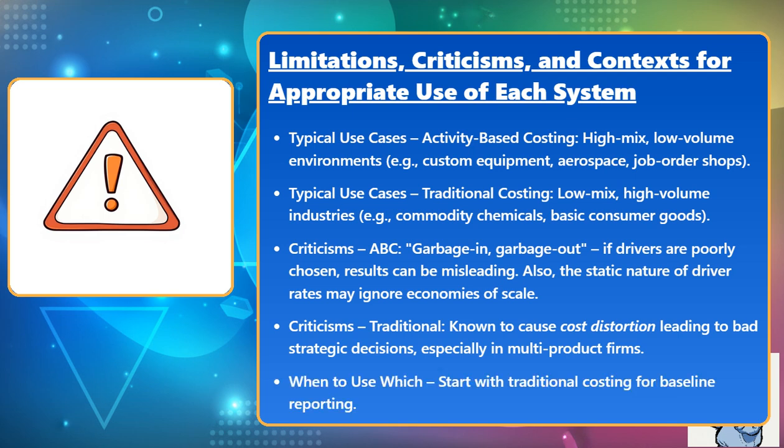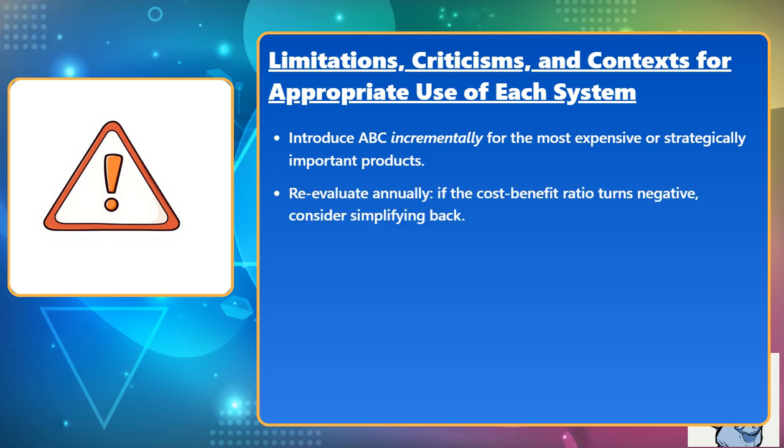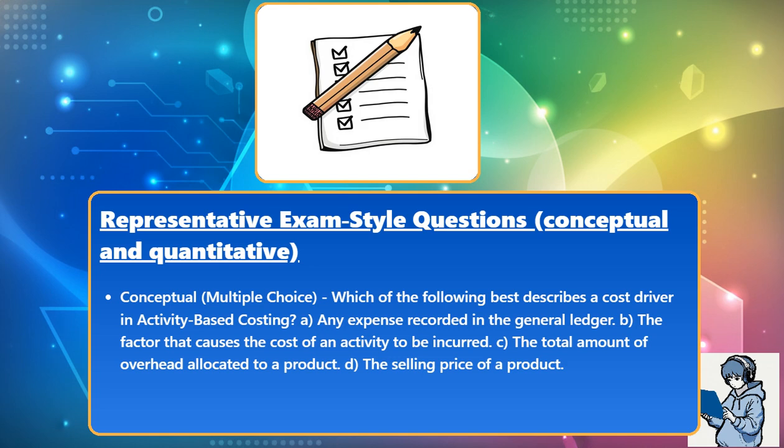When to use which: start with traditional costing for baseline reporting. Introduce activity-based costing incrementally for the most expensive or strategically important products. Re-evaluate annually if the cost-benefit ratio turns negative. Consider simplifying back. Conceptual multiple choice: which of the following best describes a cost driver in activity-based costing?